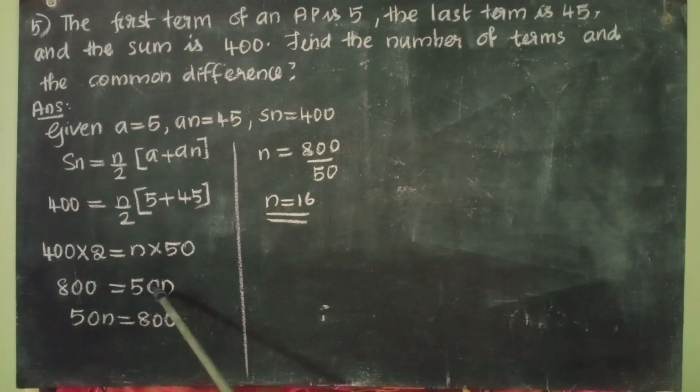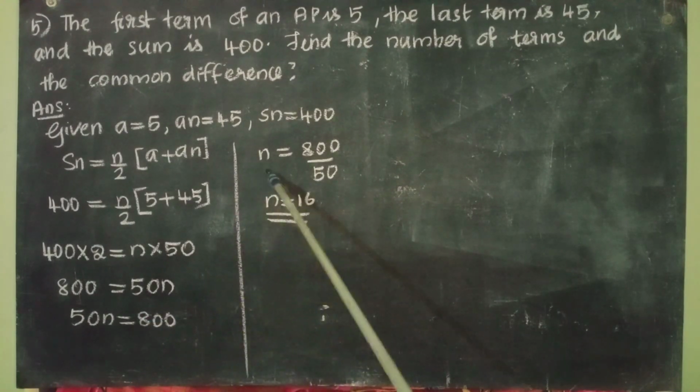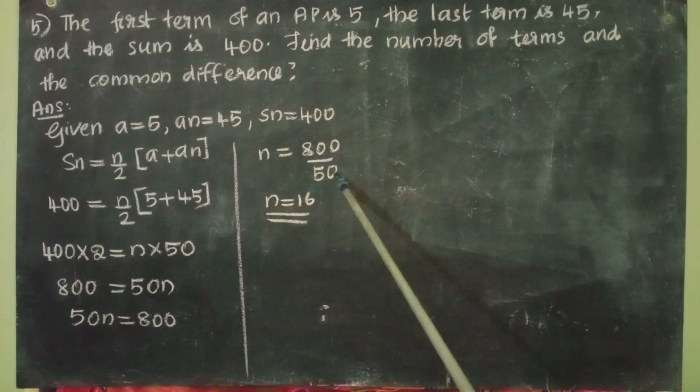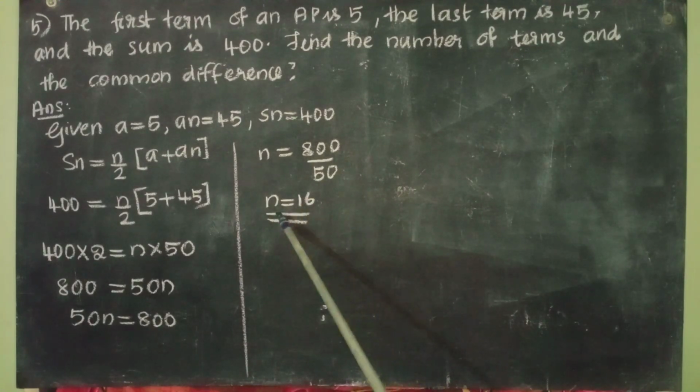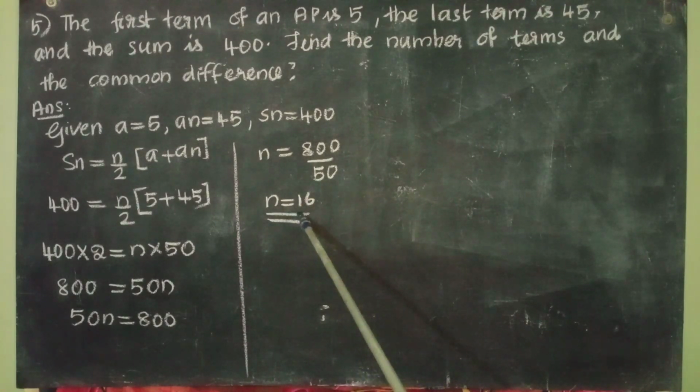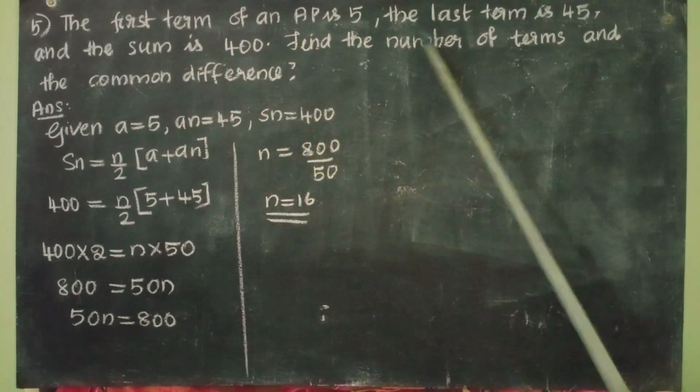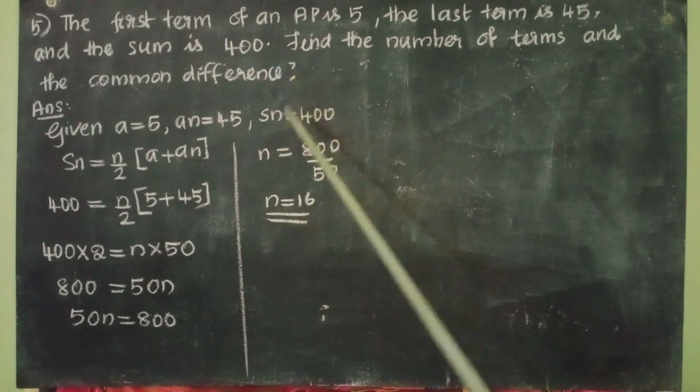800 equal to 50n. Let us change the sides. We get 50n equal to 800, n equal to 800 divided by 50. So we get n equal to 60. We have to find out the common difference d also.